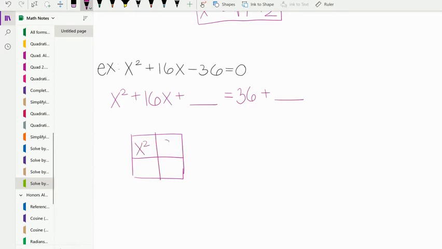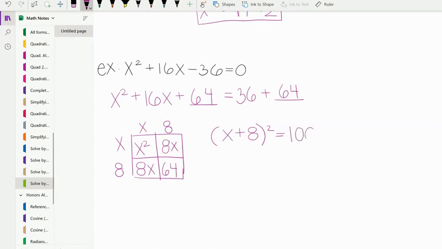We take 16x and we divide it in half. We get 8x and 8x, and we fill out the rest of the edges. And you do 8 times 8, which is 64, and that gives you the completed square number. Okay? Then you take your factors. Well, the factors are x plus 8 squared, and you add 36 plus 64, which is 100.